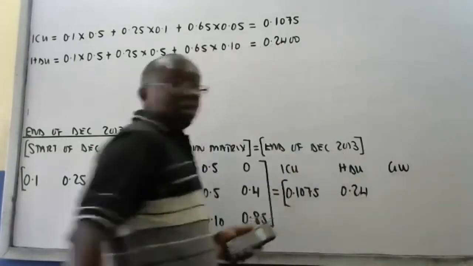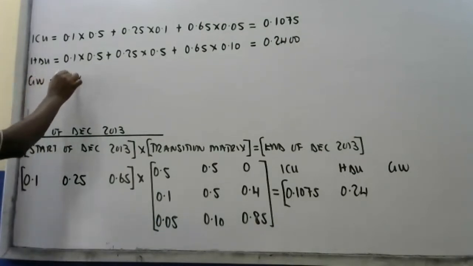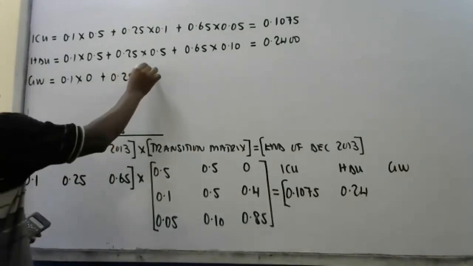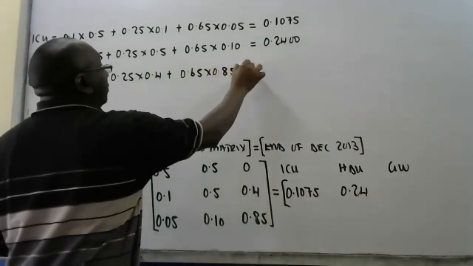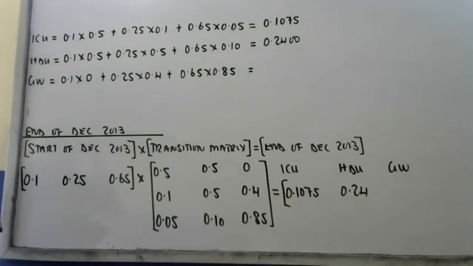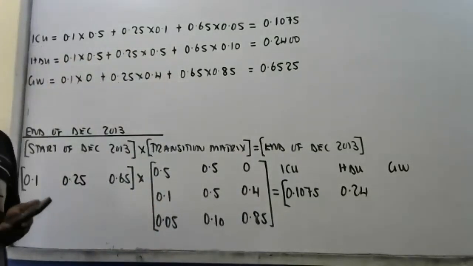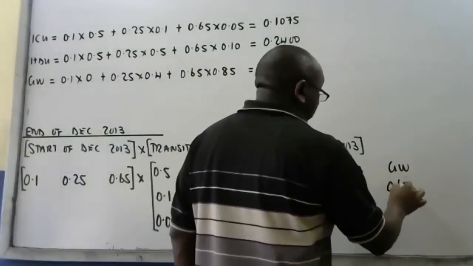Now I go to look for the general ward. For the general ward, it is going to be 0.1 times 0, plus 0.25 times 0.4, plus 0.65 times 0.85. So this will be 0.25 times 0.4 plus 0.65 times 0.85. I get 0.6525. So that is the answer here.